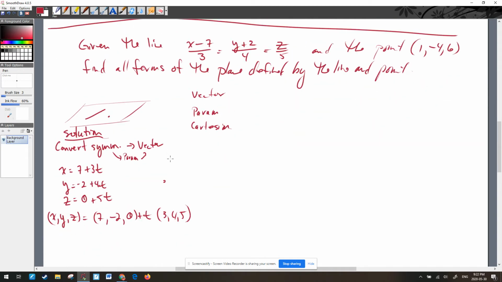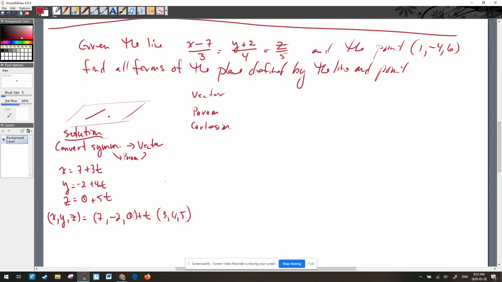Now, realistically, I probably would have jumped from here down to here because I can see the signs are going to change. So it's going to be 7, -2, 0. And then the denominators form the direction vector 3, 4, 5. But it's probably good exercise to go through the intermediate step of getting the parametric equations as well. Okay, so there we have the vector equation of the line.